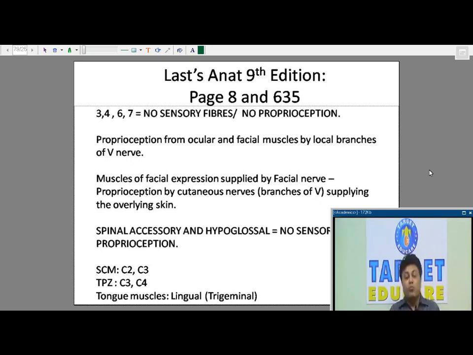And tongue muscles: motor supply is exclusively by hypoglossal, but the proprioception is from the lingual branch of trigeminal. This is a slide of extreme importance. If you remember this, a lot of anatomy you will have covered. Understood?